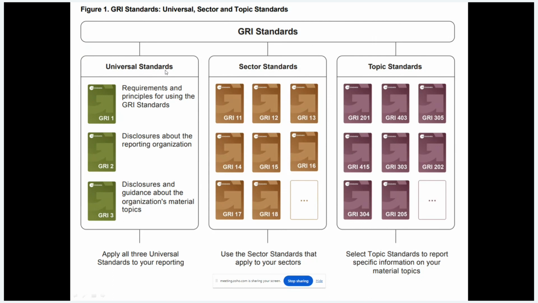If you are doing some reporting which is not covered in a sector standard, then you have to follow the topic standard, whichever is closest and available in the topic standards. So materiality and all material topics are given for all the topic standards, and for all the sector standards also.